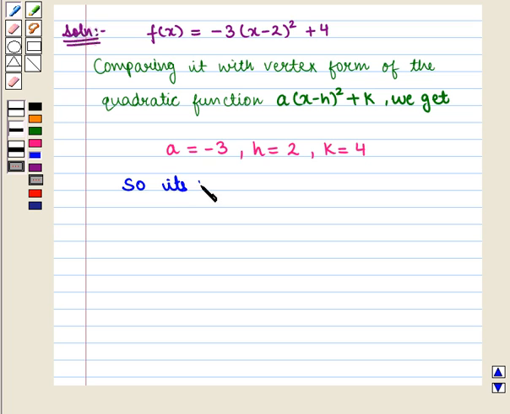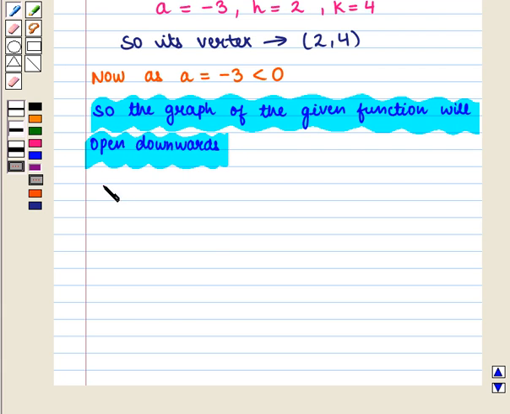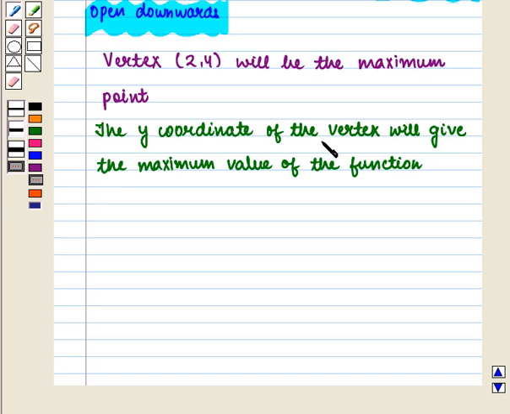So its vertex is given by the ordered pair (h, k), that is the ordered pair (2, 4). Now, as a = -3, which is less than 0, the graph of the given function will open downwards and the vertex, given by the ordered pair (2, 4), will be the maximum point. The y-coordinate of the vertex will give the maximum value of the function. So, the maximum value of the function is 4.